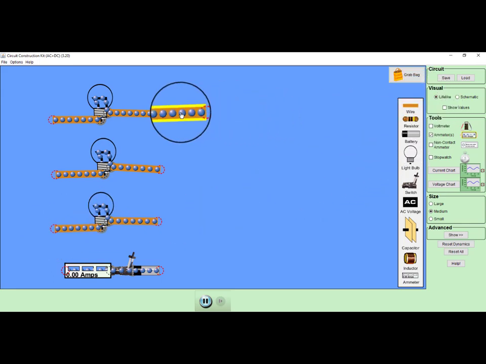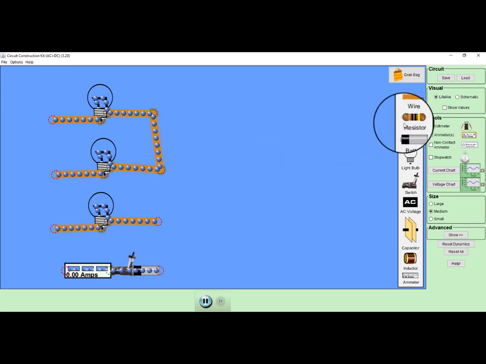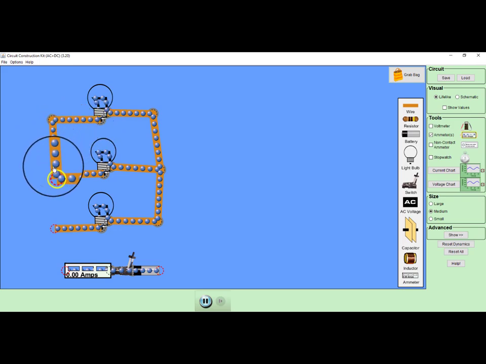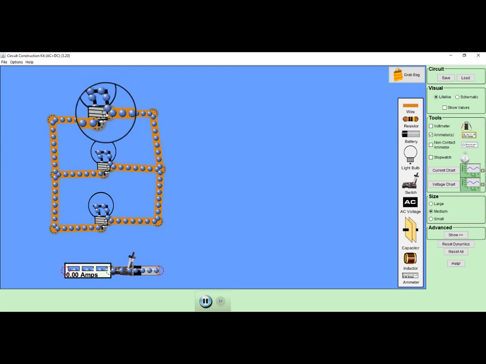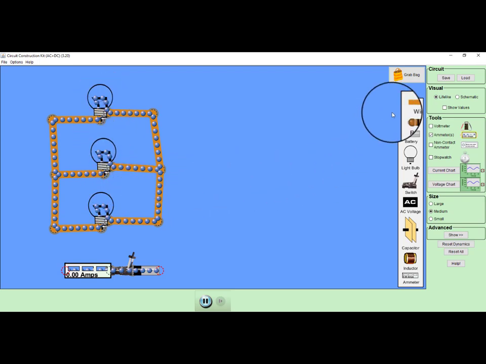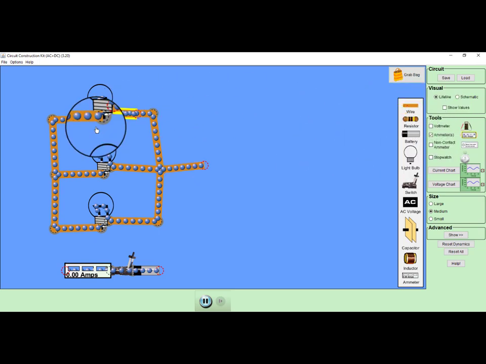Now I need to connect these 2 terminals and these 2 terminals. So this side is over. Similarly I need to connect these 2 terminals and these 2 terminals. Now this is a parallel connection because there are 2 common points, this one and this one, between which these 3 bulbs are connected.